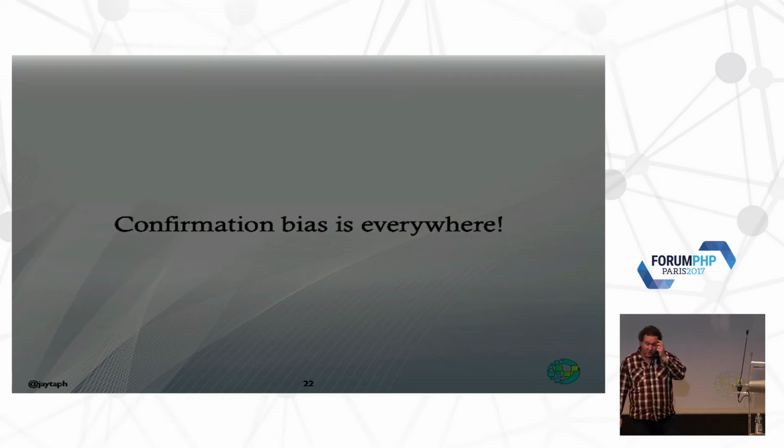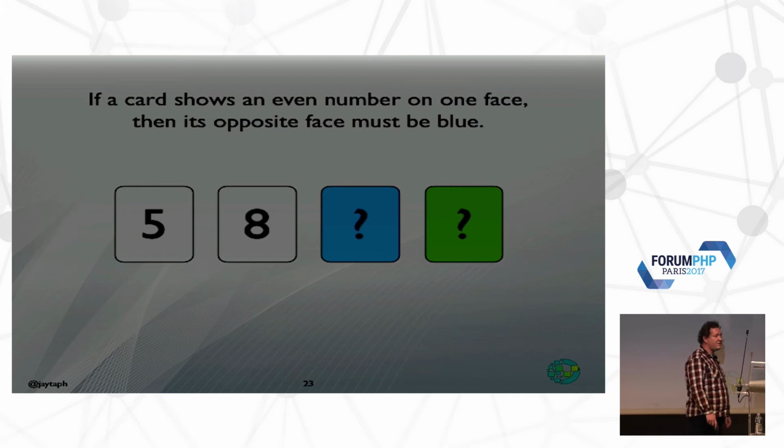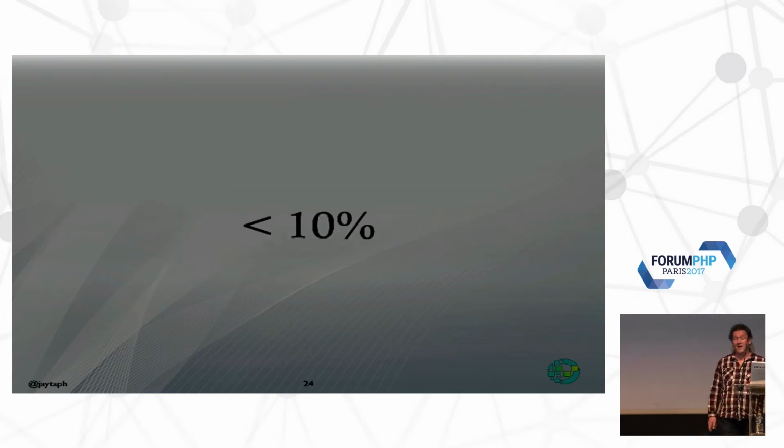There's another thing, a little bit similar to the confirmation bias. Again, it's an experiment that has been done, and it says if a card shows an even number on one face, then the opposite face must be blue. So it's a very simple rule. Now the thing is, how many cards do we need to turn over to see if all the cards follow this rule? Even if you think about that for like 5 minutes, probably less than 10% of the people will get it right. Because it tends to be complex, because we're talking about abstract things, colors and numbers.